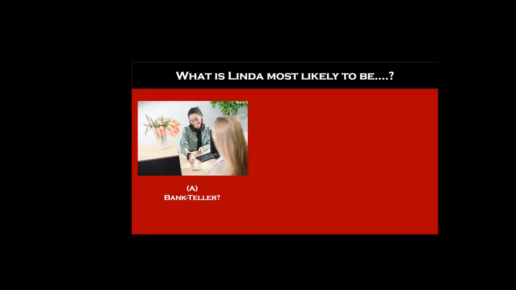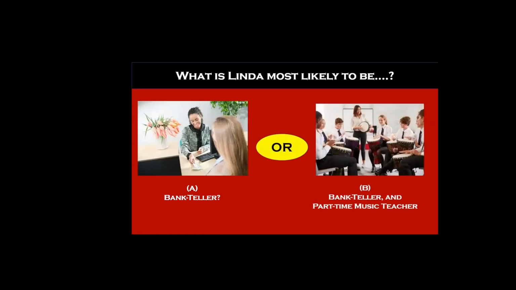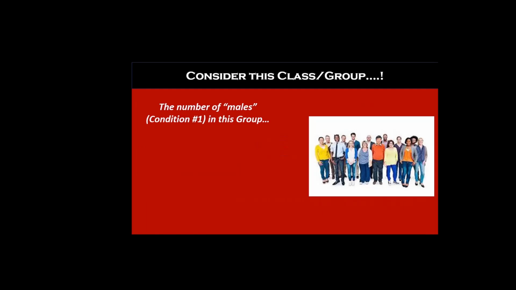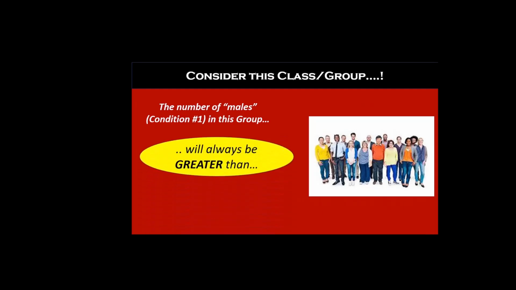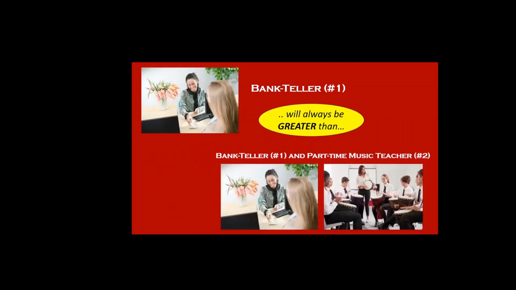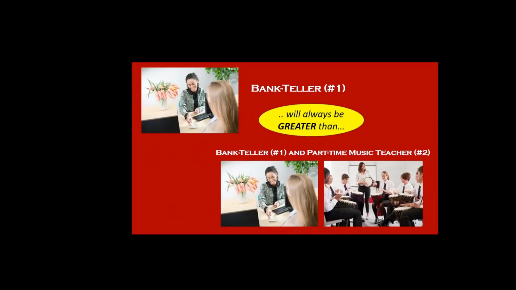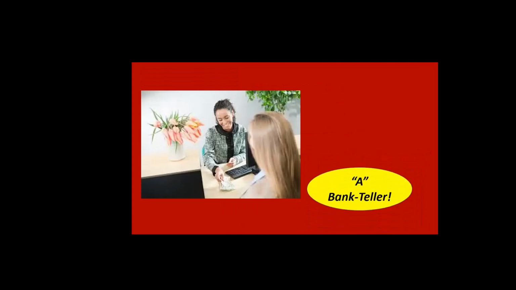So what is Linda most likely to be? A bank teller or a bank teller and a part-time music teacher? Consider this class or group. The number of males in this group, that is satisfying 1 condition, will always be greater than the number of males in this group born in this city, that is satisfying 2 conditions. Hence, Linda being a bank teller satisfying 1 condition will always be greater than Linda satisfying 2 conditions, which is that of being a bank teller and a part-time music teacher. Hence, the most likely scenario is that Linda is a bank teller.